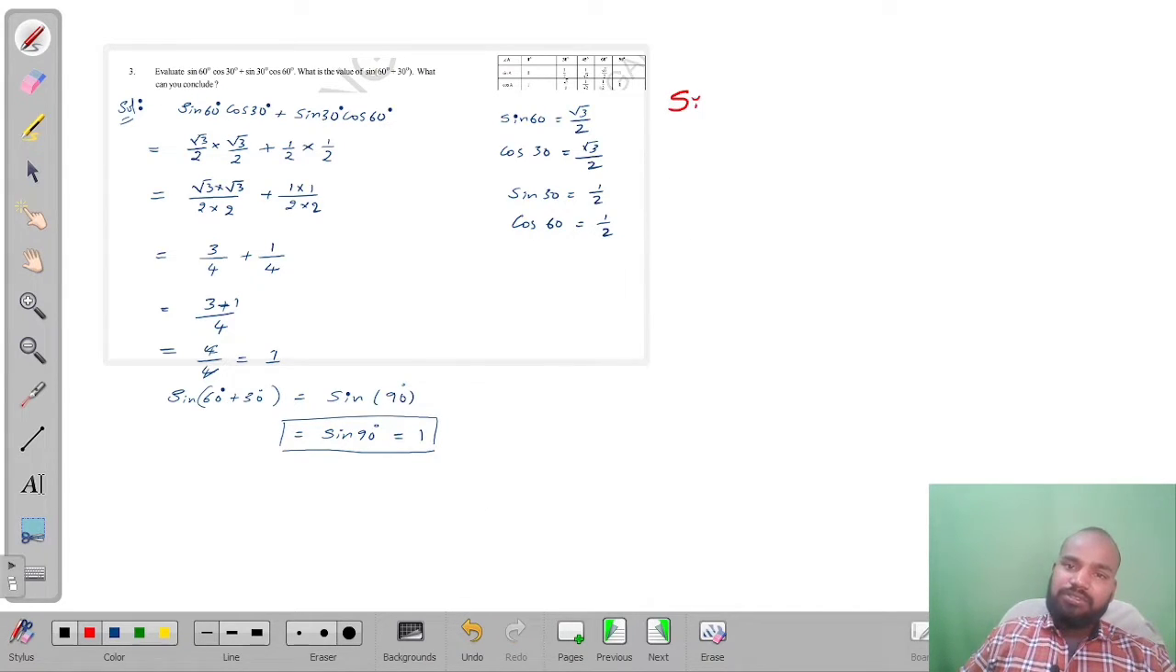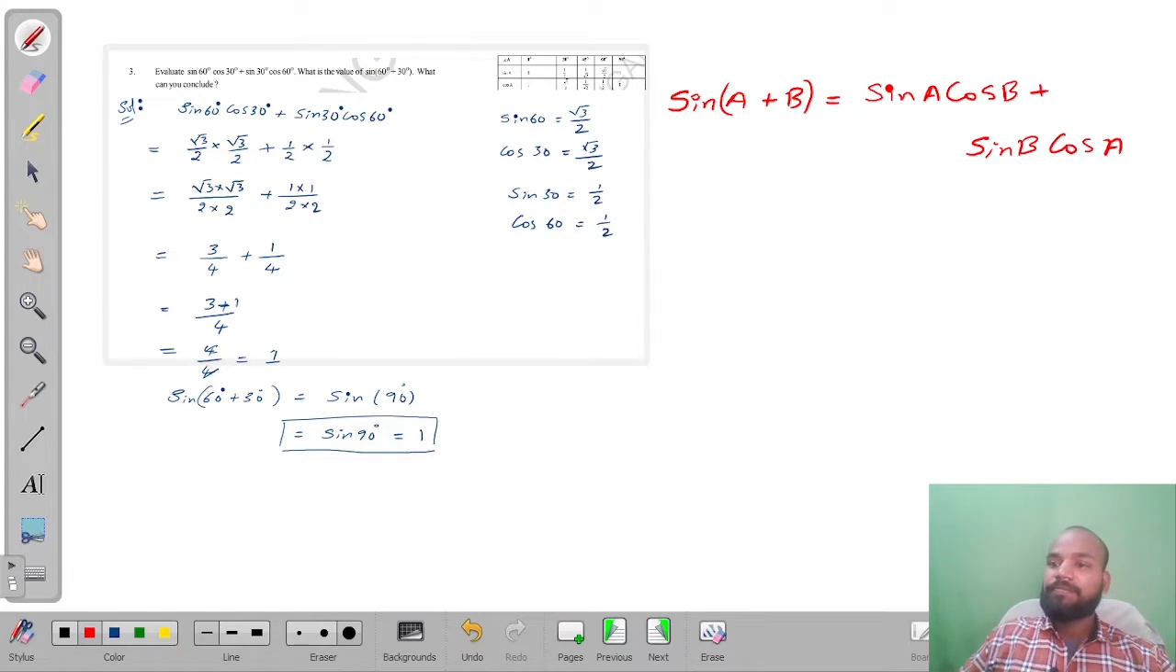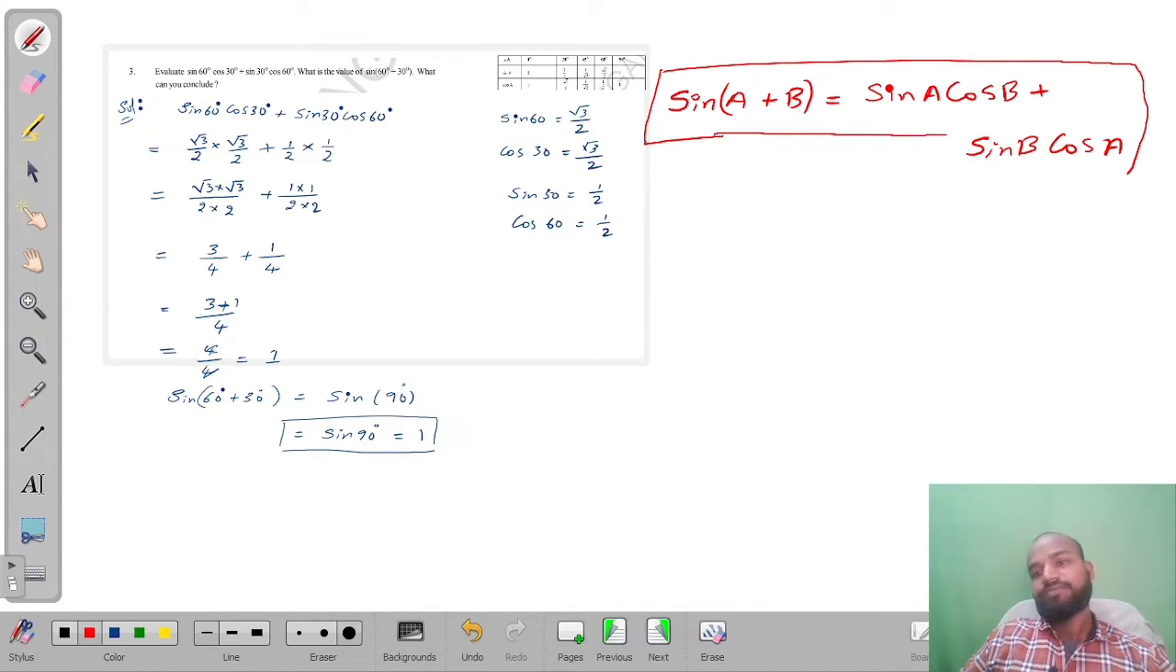Suppose sine a plus b equals sine a cos b plus sin b cos a. So what is this actually? This is one identity, the sin a plus b formula. So why I am writing this, I will explain you, see here. Just see.